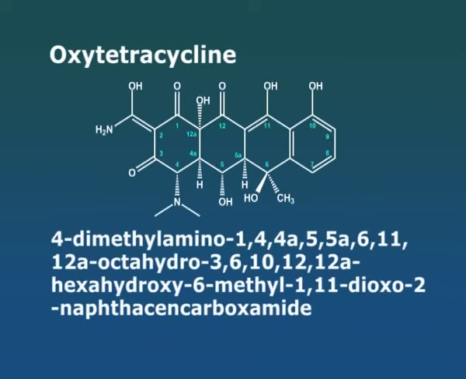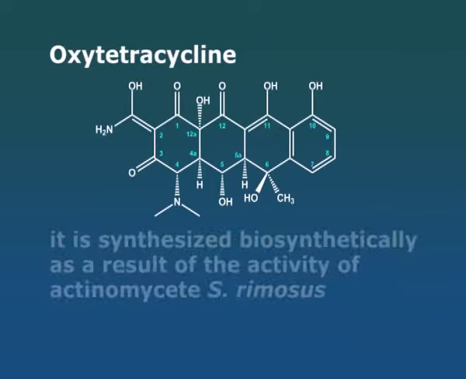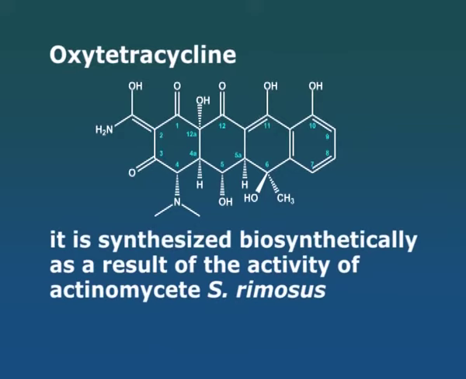Oxytetracycline, that is 4-dimethylamino-1,4,4A,5,5A,6,11,12A-octahydro-3,6,10,12,12A-hexahydroxy-6-methyl-1,11-dioxo-2-naphthacene carboxamide, is synthesized biosynthetically as a result of the activity of the actinomycete Streptomyces rimosus.